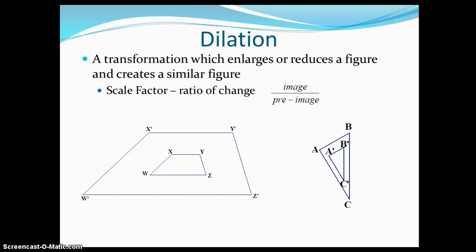The fourth one is called a dilation. And a dilation is a transformation which enlarges or reduces a figure and creates a similar figure. Now the amount or the ratio of the enlargement or reduction is called the scale factor. And we find the scale factor by taking the image divided by the pre-image. So here you can see a dilation. We often think of a dilation as a stretch or a shrink.